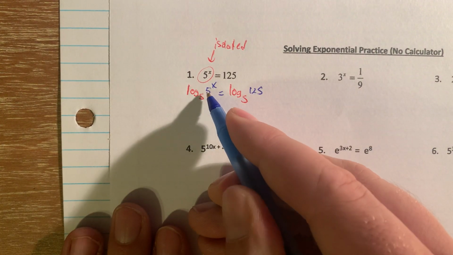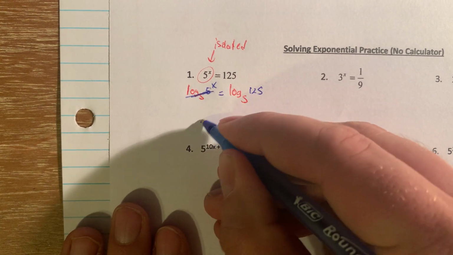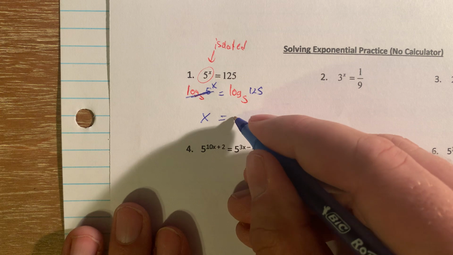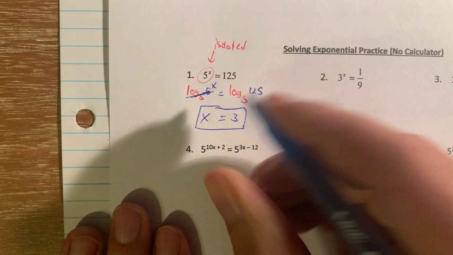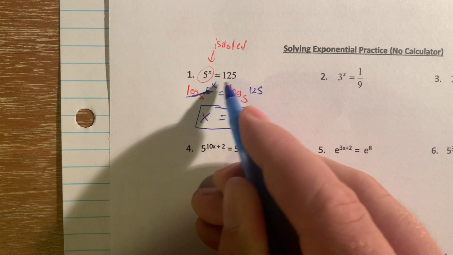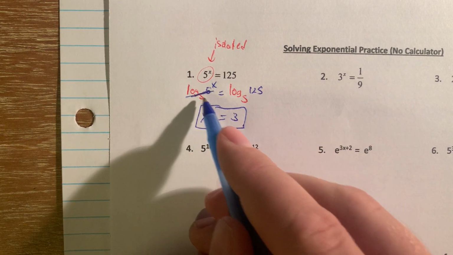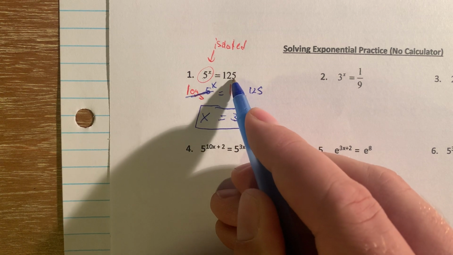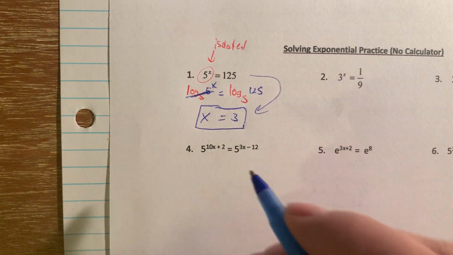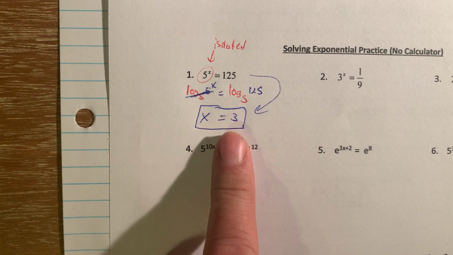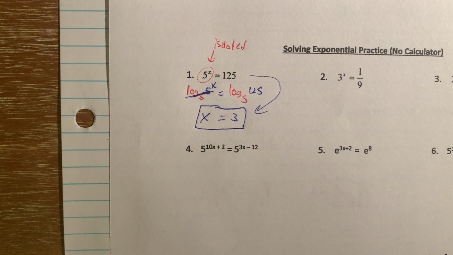5 to what power gets you 5 to the x? Well, that's going to cancel out. The answer is just x. And here, 5 to what power gets you 125? And the answer is 3. And guys, I hope you can see from the very beginning that this log question is just asking 5 to what power gets you 125. Did we need logs to be able to solve this super simple one? No, we didn't. But we can use them and it'll be just fine.